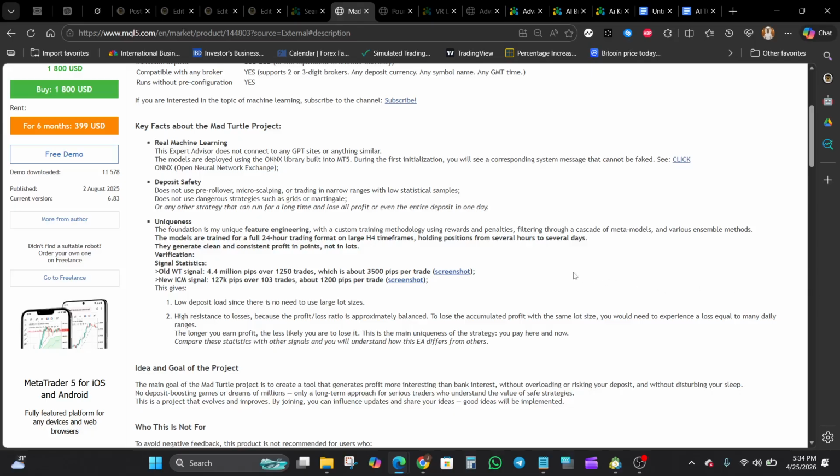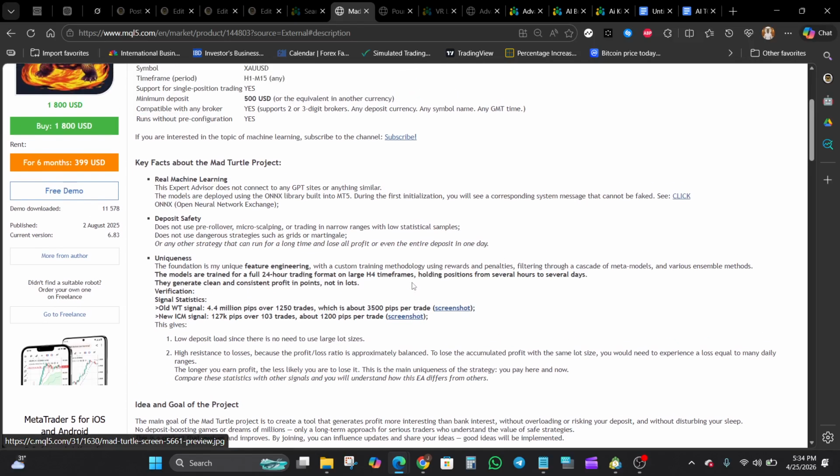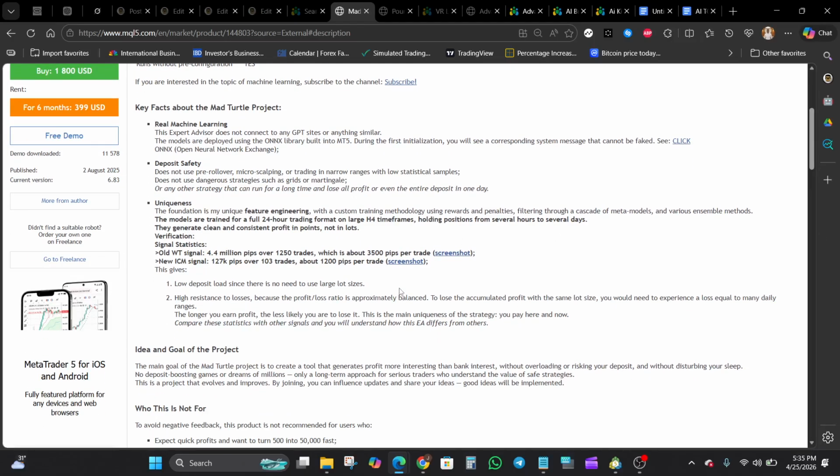There is also no trailing stop and no early profit taking. So the EA is designed to extract maximum value from each trade, which means it lets trades run longer, sometimes for hours or even days. Now that's great for strong trends, but it also means you might see profits retrace before closing. And if the move fails, it can end in a full stop loss. So again, it's very much a risk reward focused system and not a scalping approach.